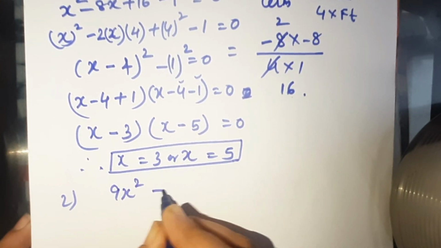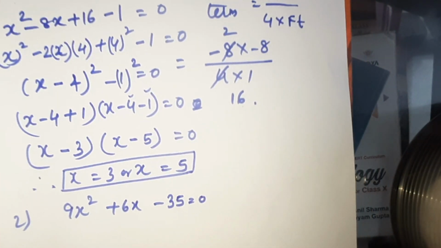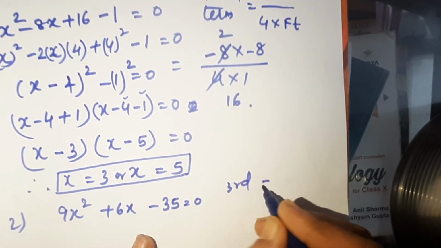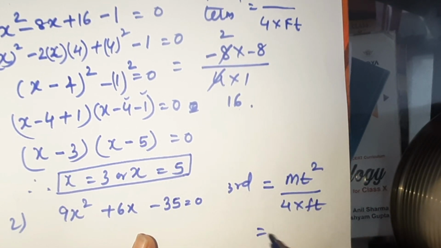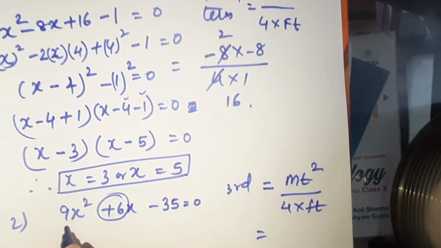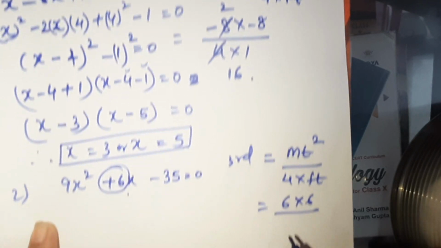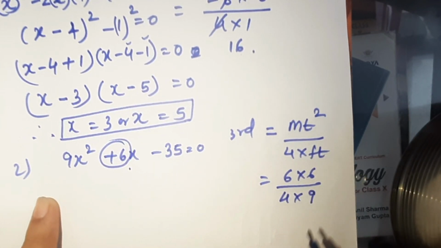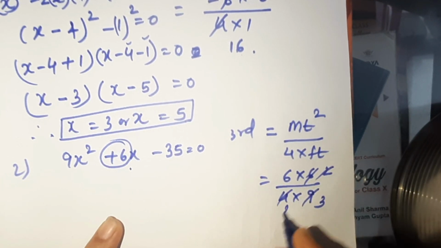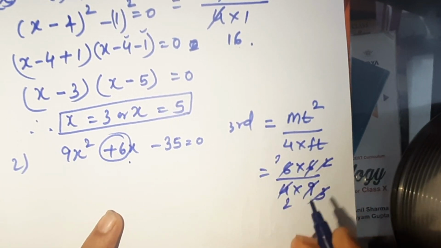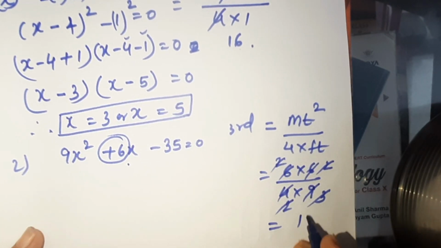Here it is 9x square plus 6x minus 35 is equal to 0. First of all, we need to find the third term. What is the third term? Its formula is middle term square upon 4 multiplied by first term. Here the middle term is 6, and as the square is there, I wrote it twice. 4 multiplied by the first term, 9. Now go for cancellation. 3 3s are 9, 3 2s are 6. Now 2 2s are 4. So all got cancelled. Answer is 1. So this is our last term.